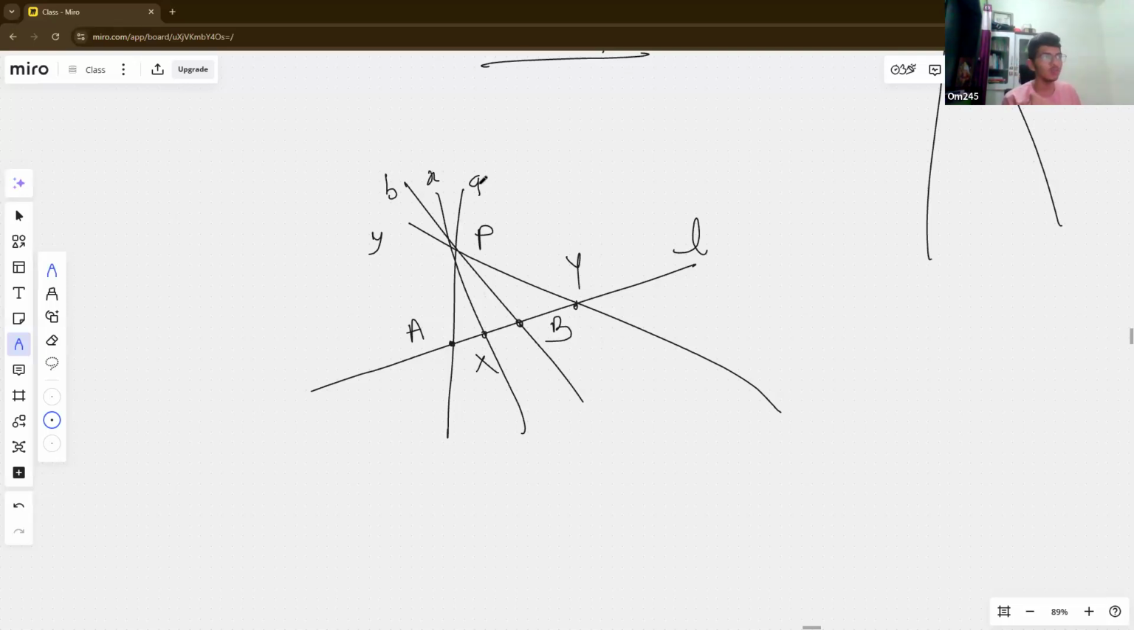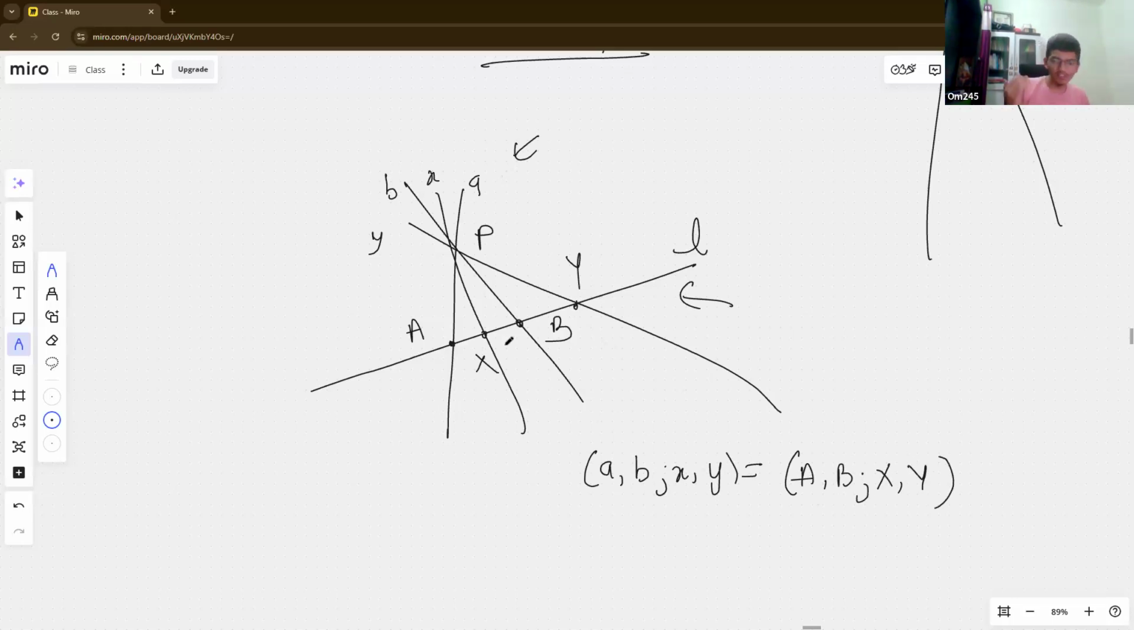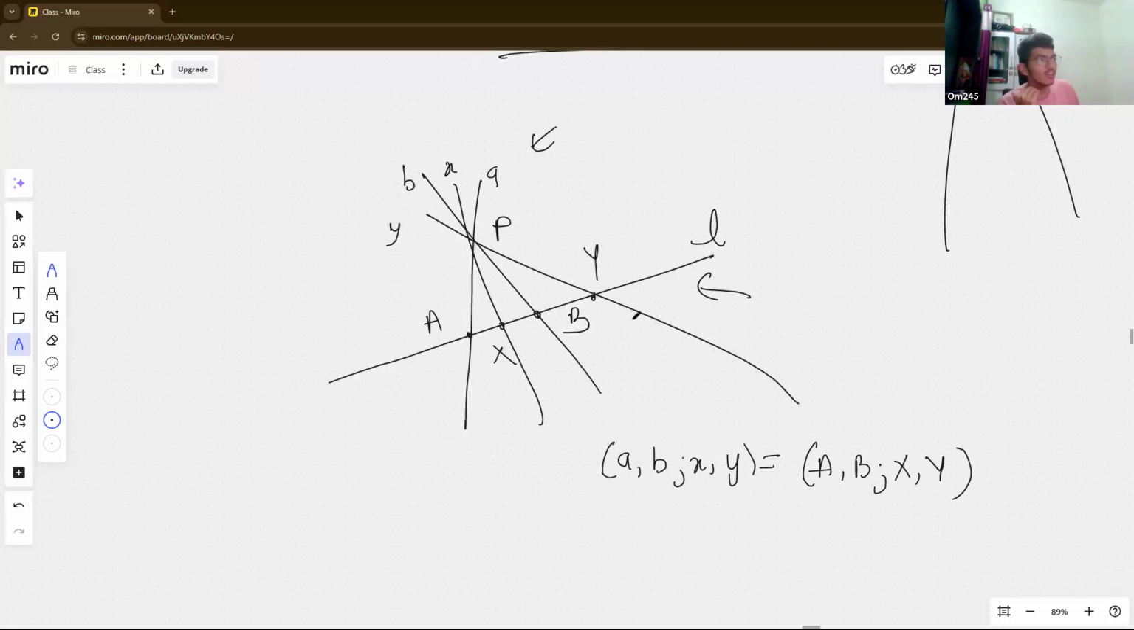First you see this. We define cross ratio for lines. We define cross ratio for 4 points on a segment. So maybe the cross ratio for lines can be equal to cross ratio for points on a segment. And in fact, this is true. Why is this true?